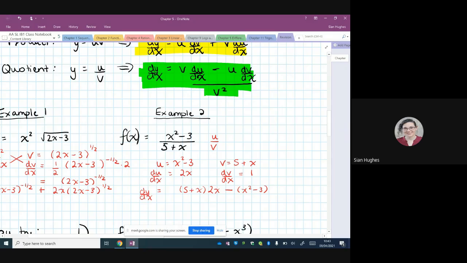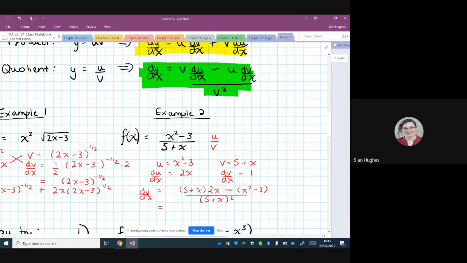But be careful here, I've got a minus, which means I need to put that x squared minus 3 in the bracket because all of it is getting subtracted. And then over v squared, which is (5 plus x) squared. It's fairly common in the quotient rule to want to simplify our numerator a little bit, but we don't need to do anything with the denominator.